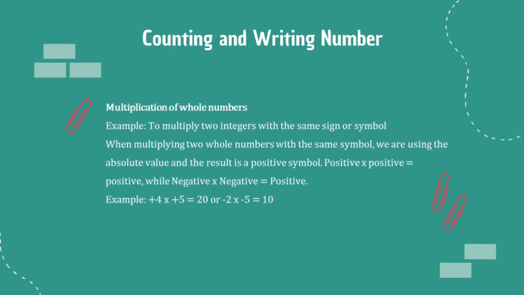Multiplication of whole number. Example, to multiply two integers with the same sign or symbol. When multiplying two whole numbers with the same symbol, we are using the absolute value and the result is a positive symbol. Positive times positive equal positive, while negative times negative equal positive. Example, positive 4 times positive 5 equals 20, or minus 2 times minus 5 equals 10.